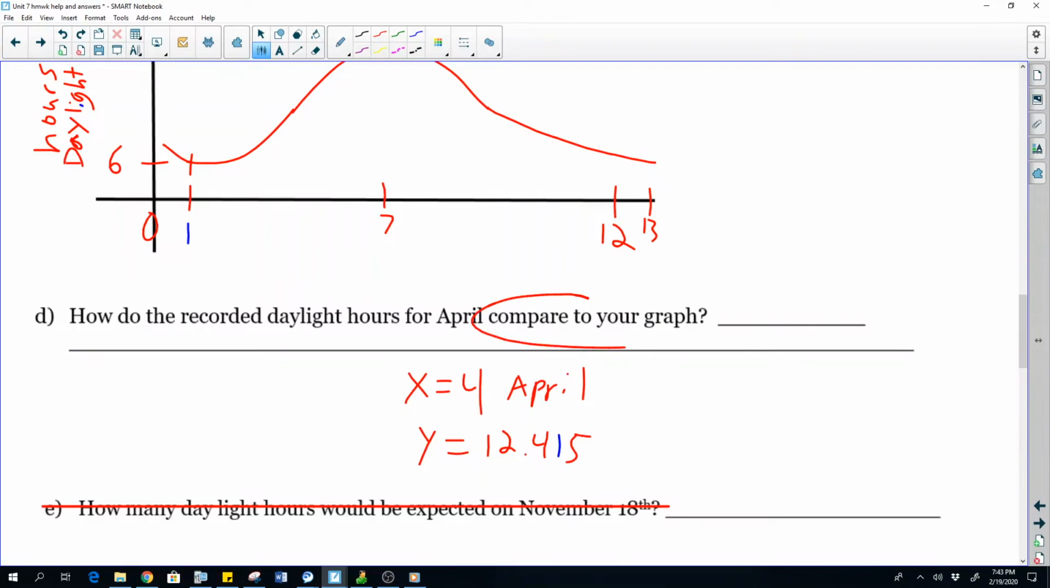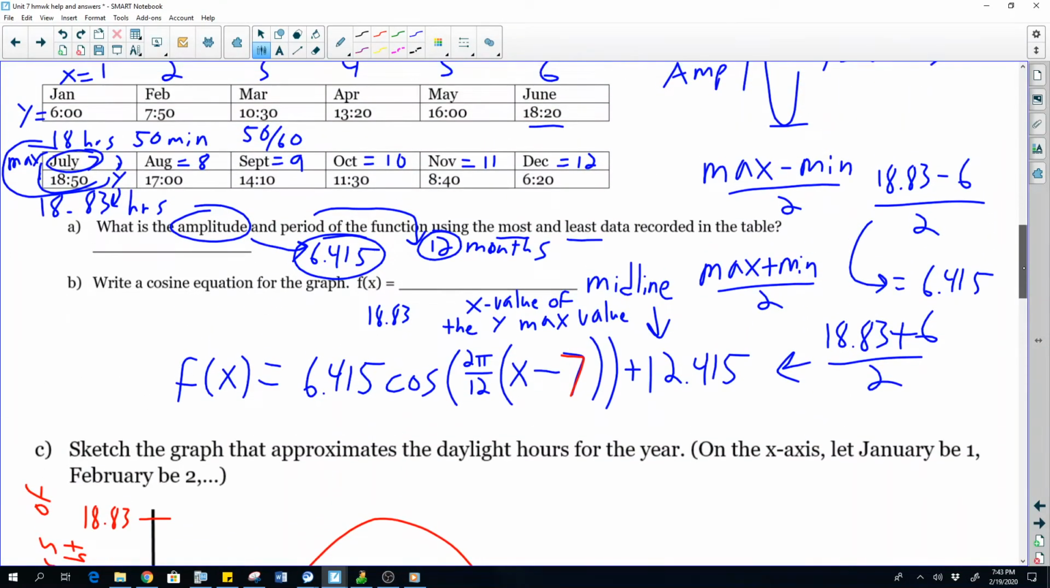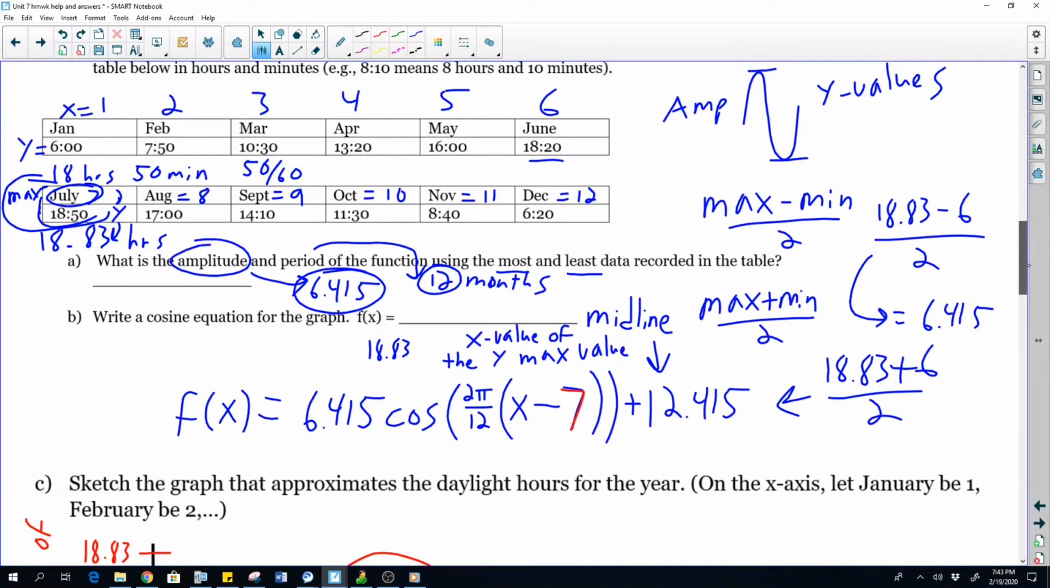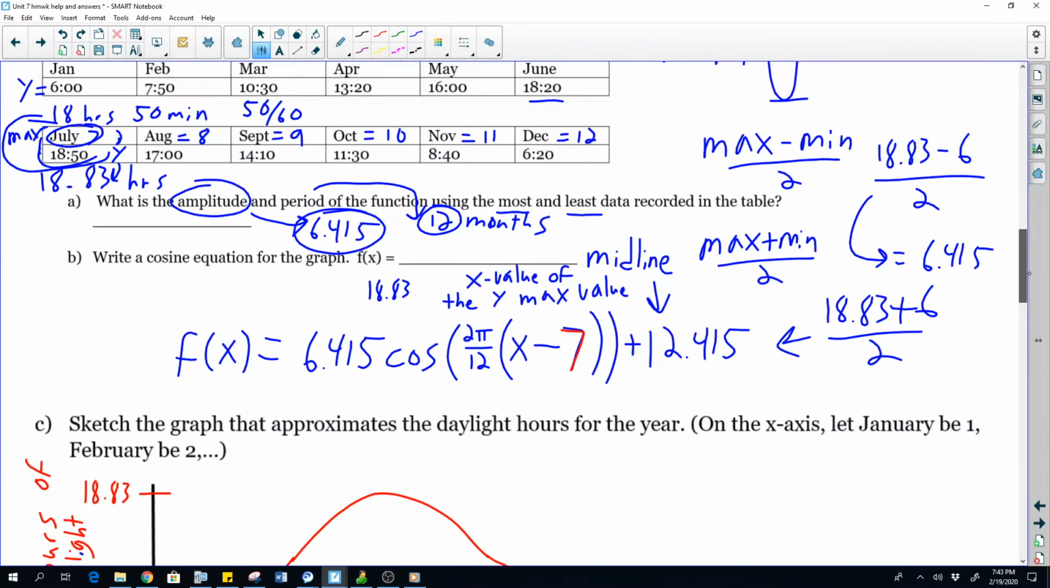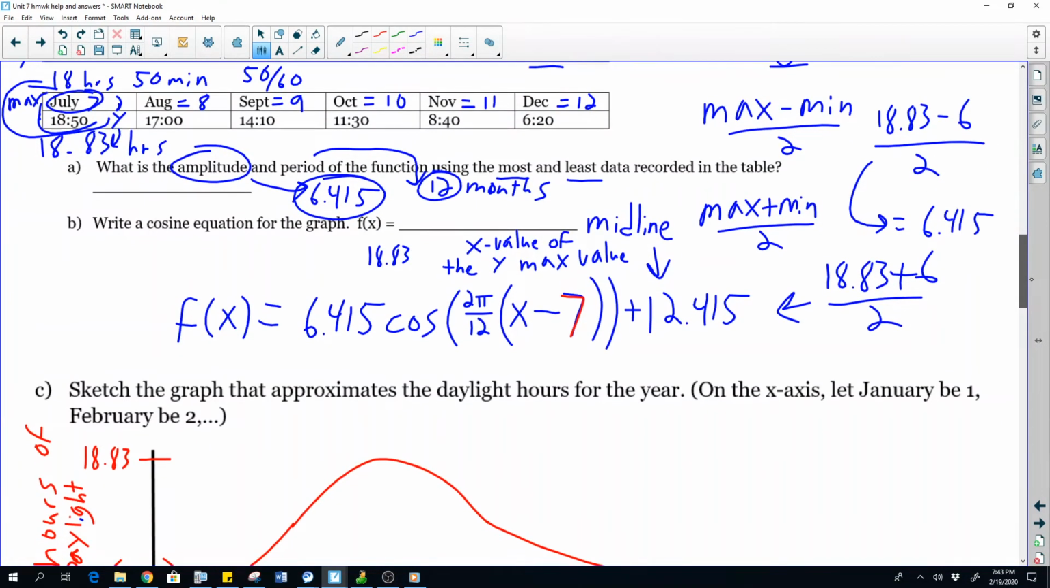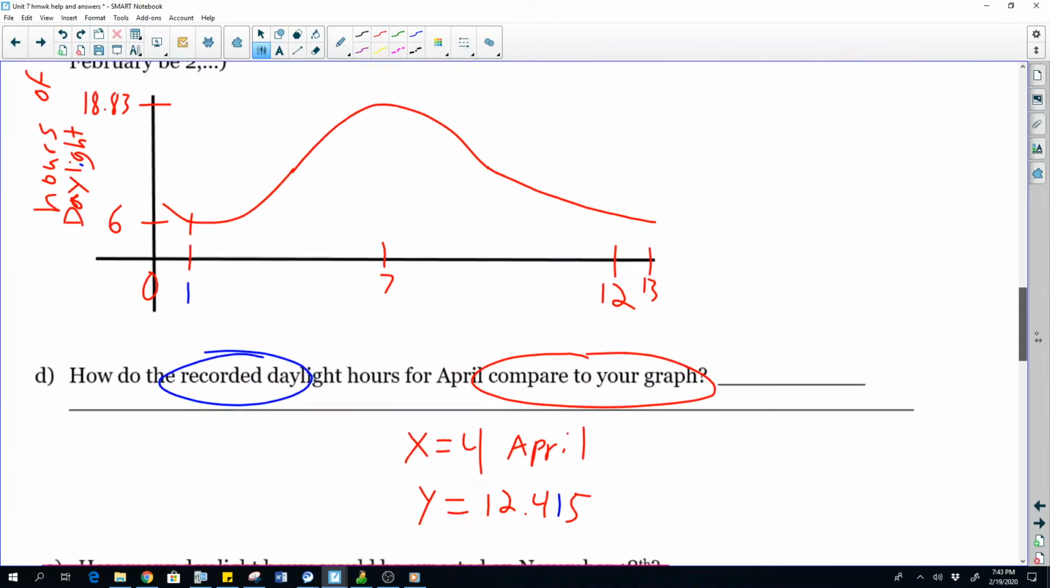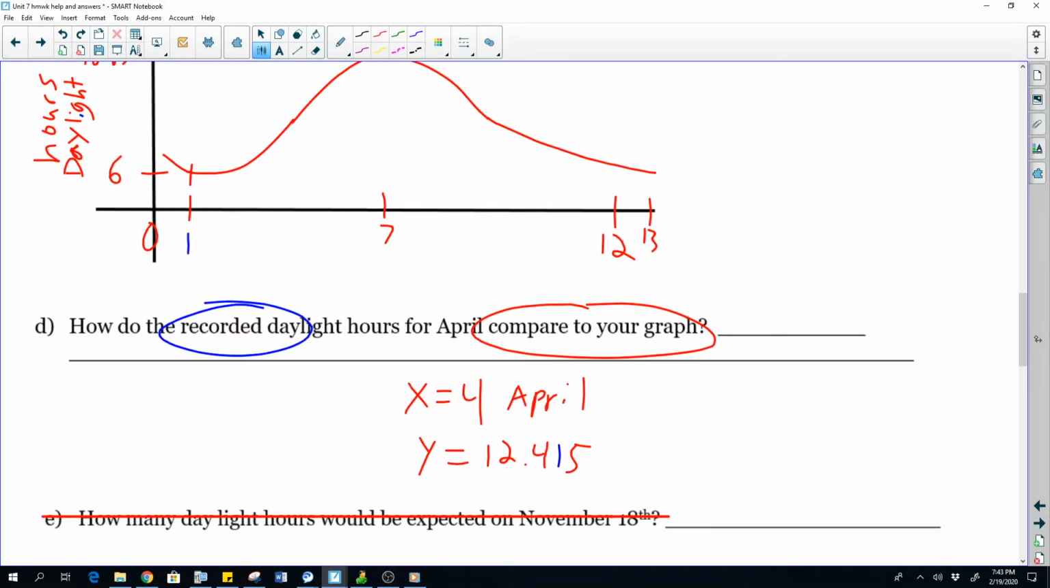How does it compare to your equation? So we need to look at the recorded daylight now. So we go up to recorded, and it tells us in April it was actually 13:20. So that's going to be wow, that's going to be an hour more. And so let's convert. So the recorded value was 13:20 minutes. And so that's actually going to be 13.20 divided by 60. It's 0.33333 repeating. Yeah, so that's how much difference there.